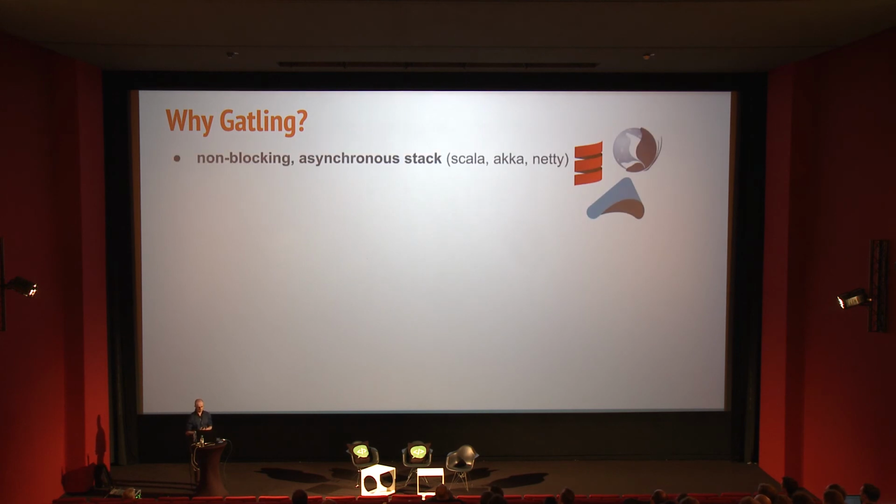First of all, it's based on a non-blocking asynchronous stack, so Scala Akka Netty. Each virtual user interaction is represented as a separate actor, and thanks to this, you can generate huge load even from your local machine. For example, in JMeter, the only reasonable open source alternative to Gatling, of course, in my opinion, each user interaction is represented as a separate thread. And you can generate pretty decent load using JMeter as well, but it will cost you more RAM and more CPU.